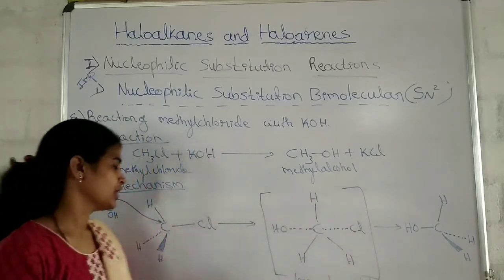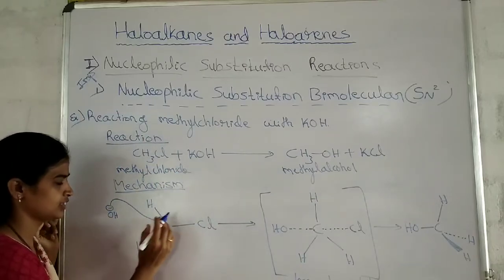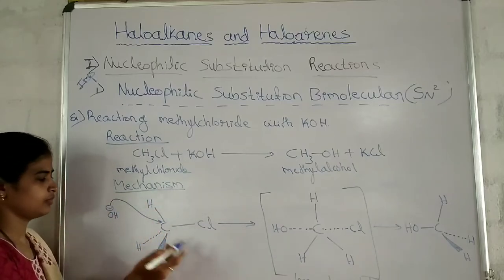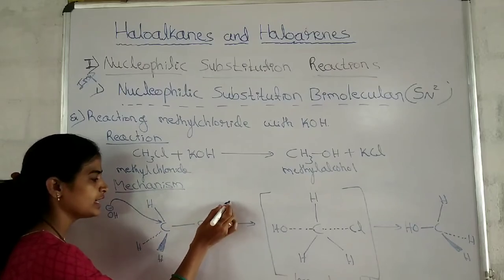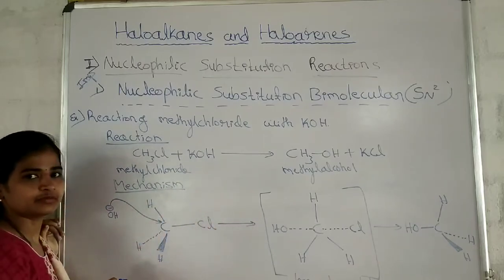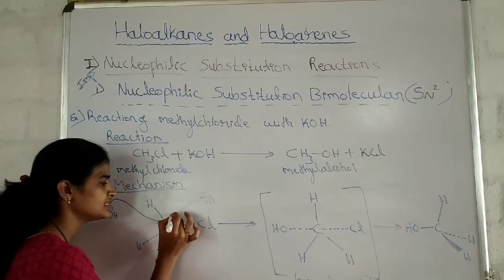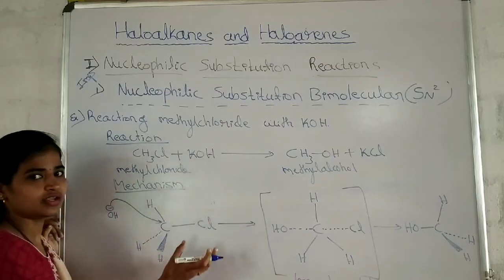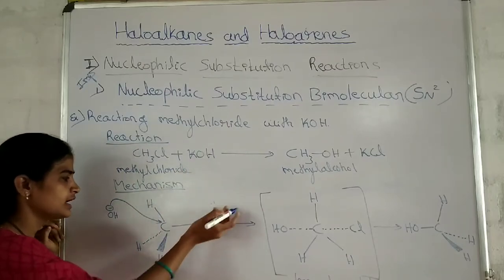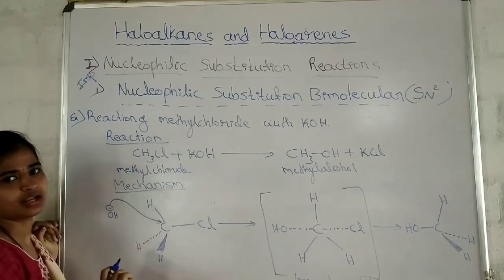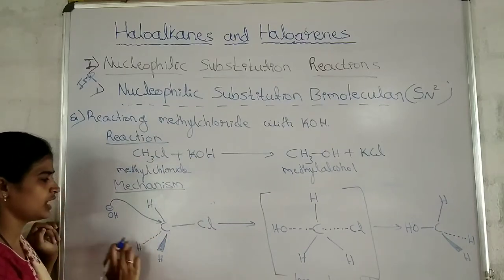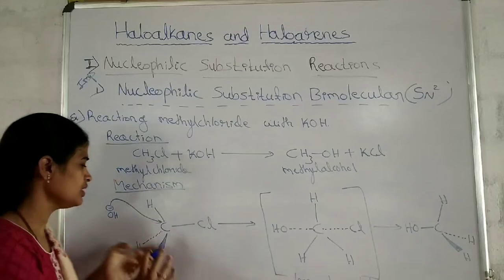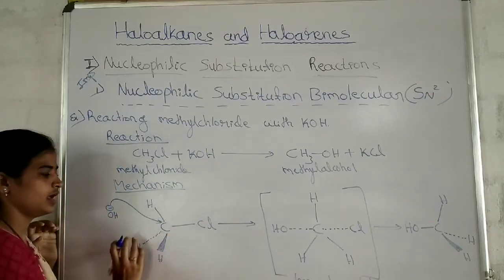What happens? One more thing you can observe here. Halogen is here and all these hydrogens are away from the halogen atom. The nucleophile cannot enter from the front side, because this is also with a negative charge, this is also with a negative charge. It faces hindrance here. Therefore it attacks from the opposite side of the halogen atom. Therefore, the nucleophile attacks the back side.